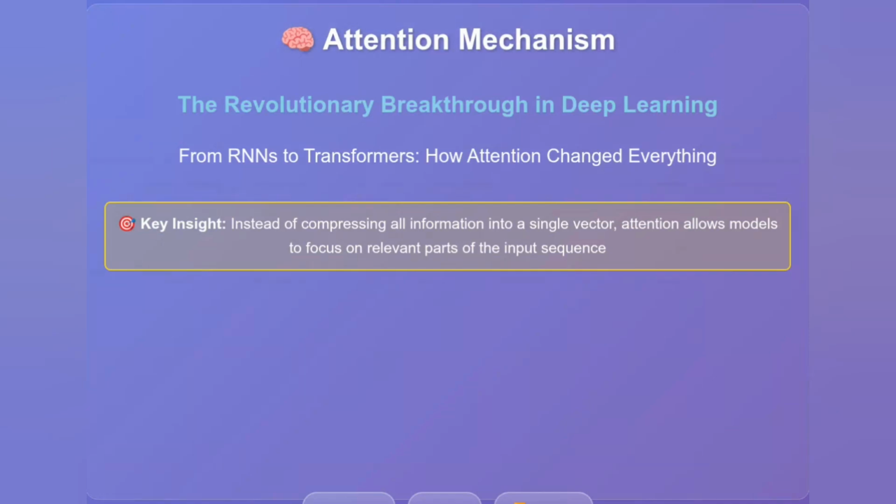Today we're diving deep into one of the most revolutionary breakthroughs in deep learning, the attention mechanism. If you ever wondered how ChatGPT, GPT-4, or Google Translate work so well, you're about to find out. The attention mechanism didn't just improve existing models, it completely transformed how we think about processing sequential data.